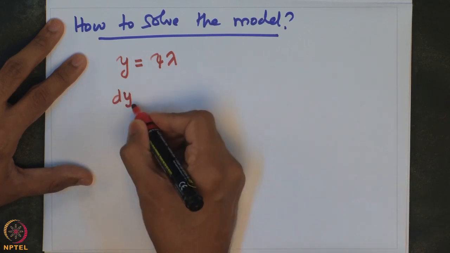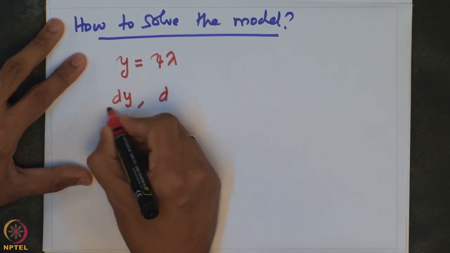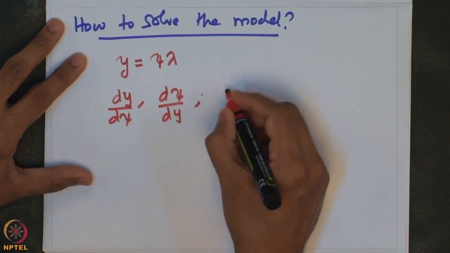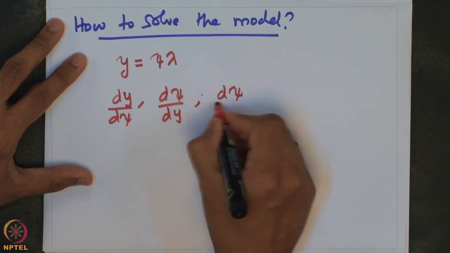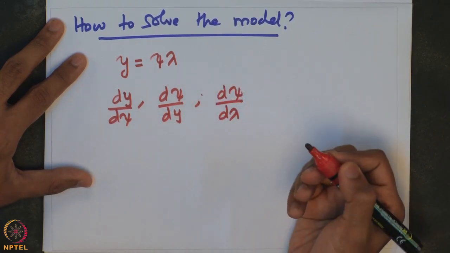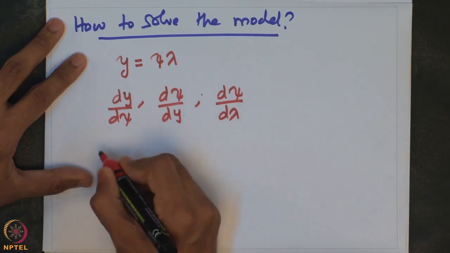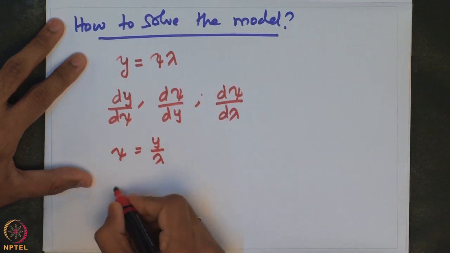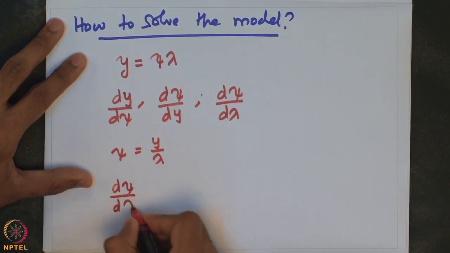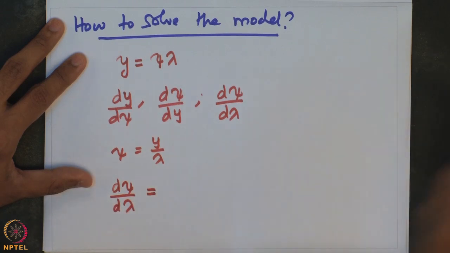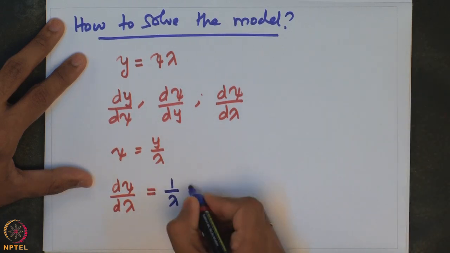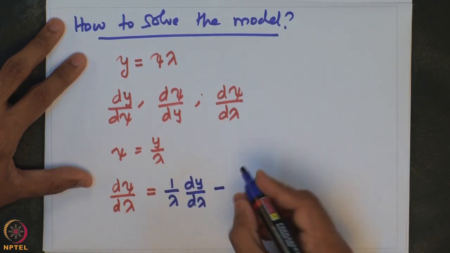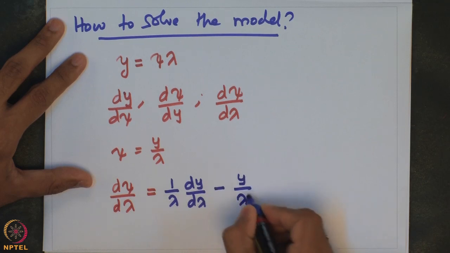From here we can find dy by d psi. We can also find d psi by dy, but what we require is actually d psi by d lambda. So, how do we find d psi by d lambda? Let us rewrite this expression as psi is equal to y by lambda, and so now d psi by d lambda is essentially given by 1 by lambda into dy by d lambda minus y by lambda square.